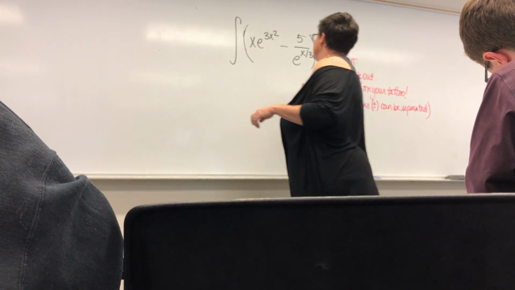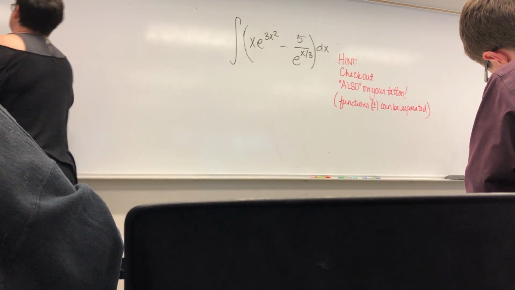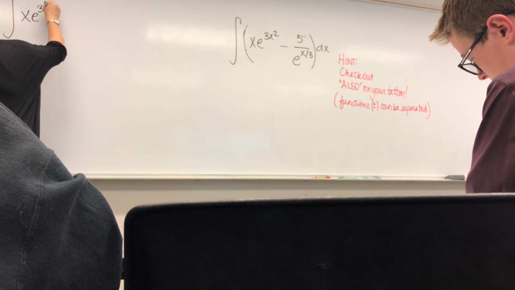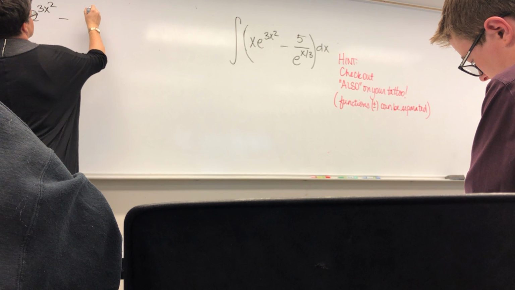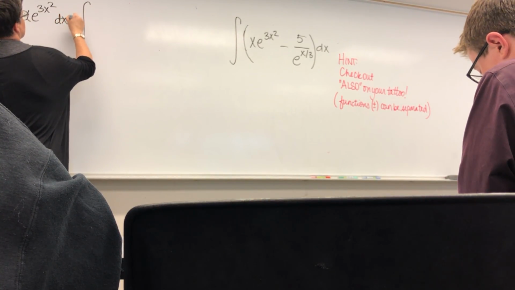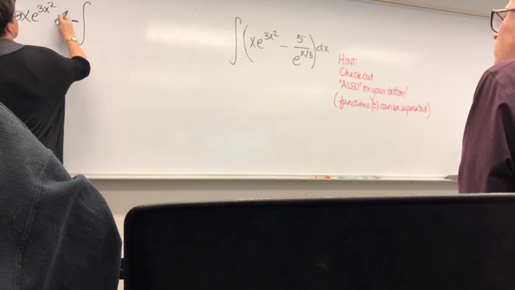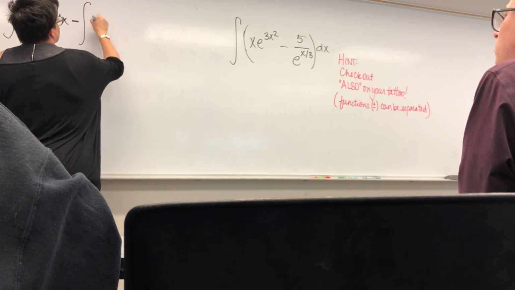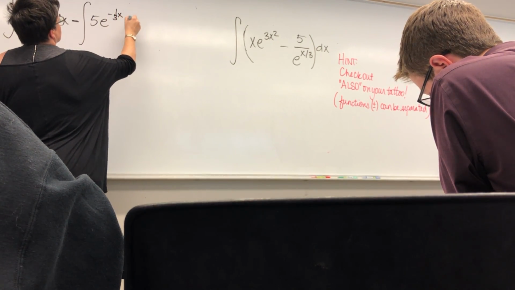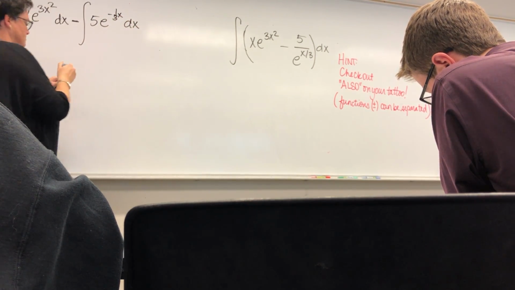So I told you guys you can split them up, so that's the first thing I'm gonna do. I have the integral of x e to the 3x squared, minus the integral of 5e to the negative 1/3 x, dx. Whatever you do, you have to multiply and divide.